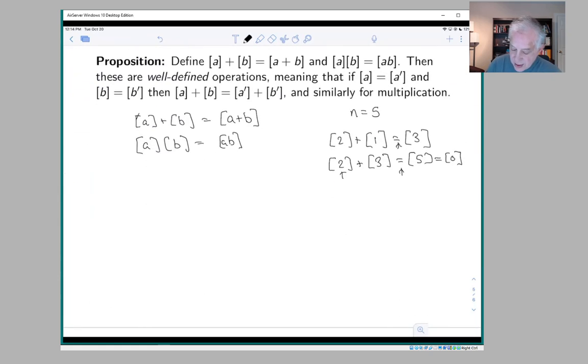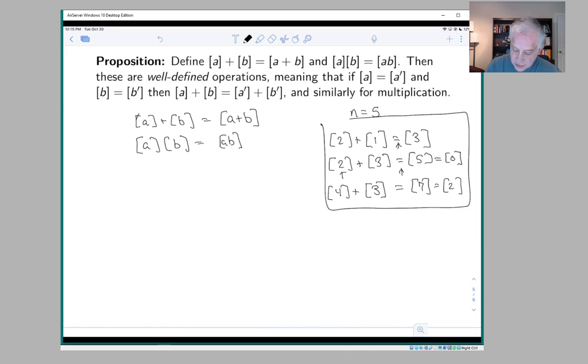So in working with equivalence classes, you get what you would call modular arithmetic, but the things that you're adding become equivalence classes. For example, if I were to do 4 plus 3, I would get 7, but 7 is the same as 2 because it only depends on the remainder when I divide by 5. And this is how you define addition on congruence classes. And you define multiplication similarly.